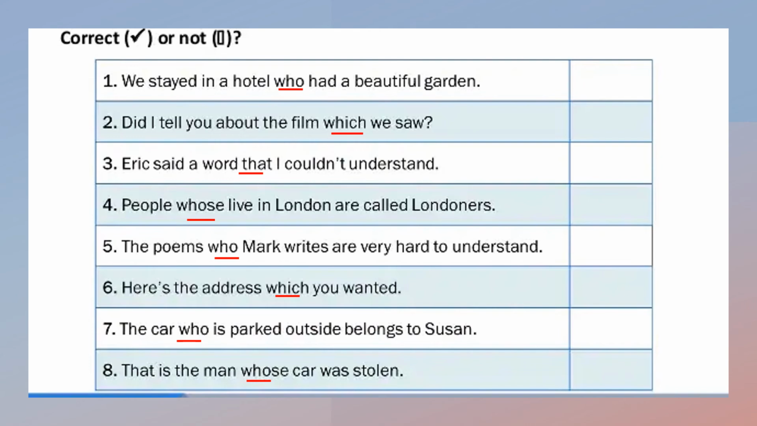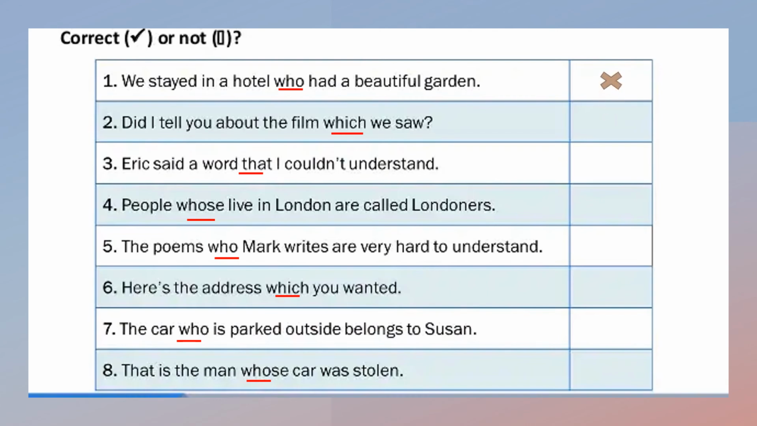Exercise for us to do. We'll go one by one. We have 8 sentences, and you have to determine whether each sentence is correct or not by focusing on the relative pronoun that I have underlined with a red underline. The first one: we stayed in a hotel who had a beautiful garden. Is it correct or not?